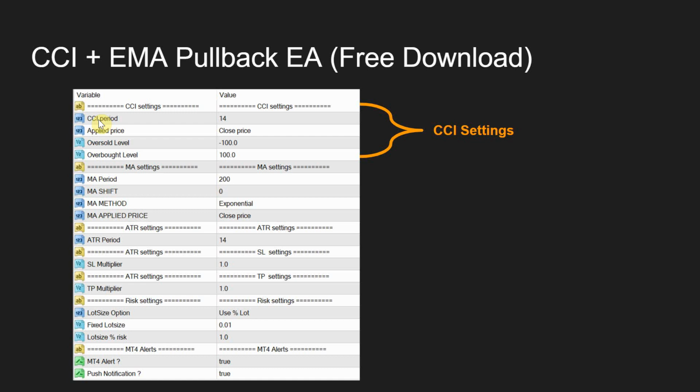So you can see here we've got the CCI settings, a default of 14, applied to close. Then you've got your overbought and oversold levels, which traditionally is between minus 100 and 100. It does go further than those values, but those are the considered overbought and oversold levels, similar to the 80-20 for stochastics and 70-30 for the RSI. And then you've got your MA settings. Again, the default is 200 exponential, and as with all of these settings, you can customize this to test and optimize the trading strategy based on various different input settings.